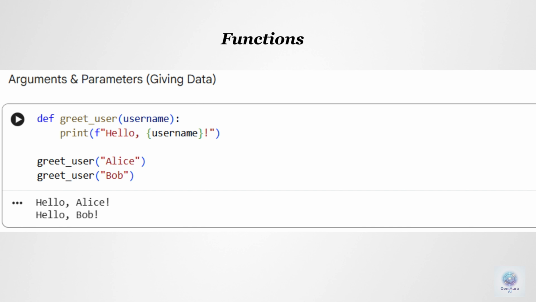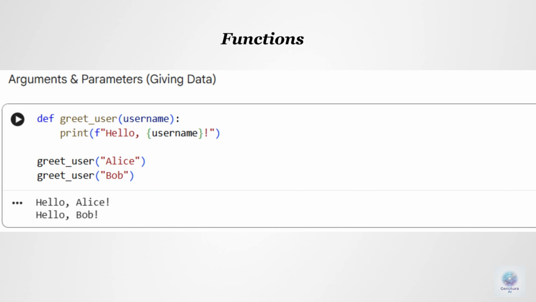Right now, our functions are a bit static. To make them truly powerful, we need to give them information to work with. Think of it like a machine that needs raw materials to produce a result. We do this using parameters and arguments. While they sound similar, they have two distinct roles.